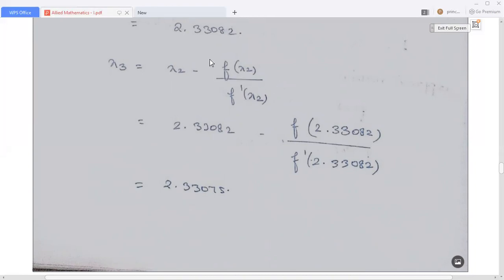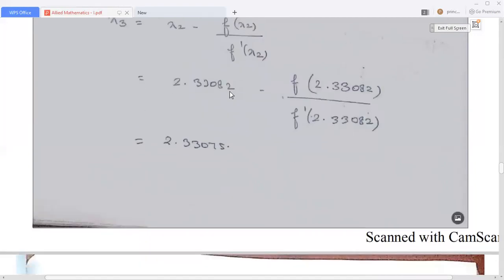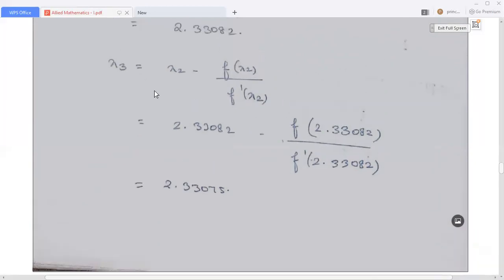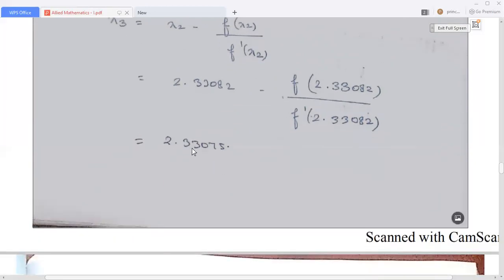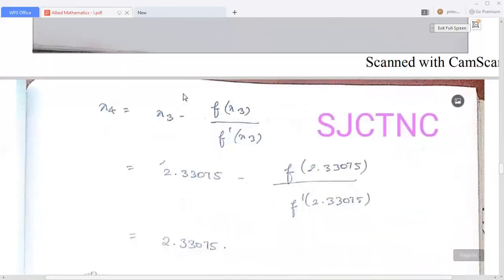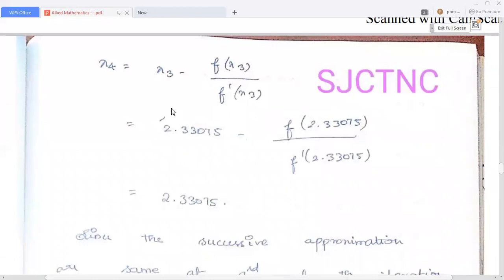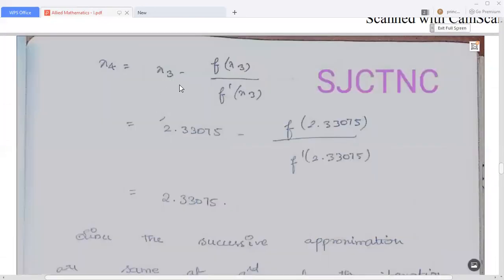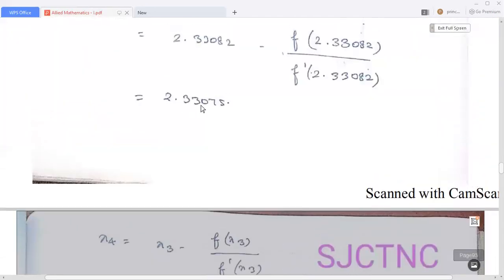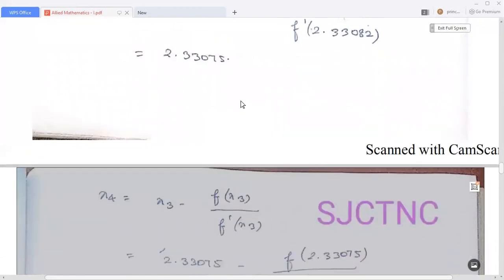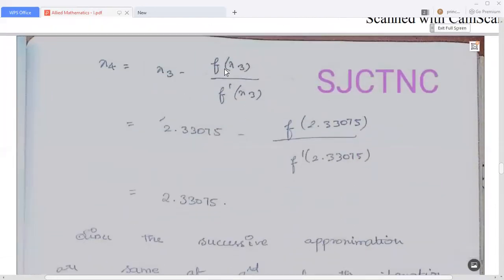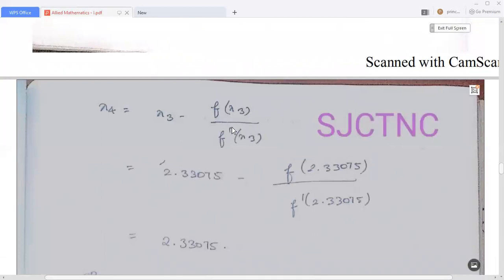In f of x, we calculate this. When you substitute these values, we get x3 equal to 2.33075. So this is x3. Similarly, we calculate x4, that is the fourth approximation. x4 equal to x3 minus f of x3 by f dash of x3. Here x3 value is 2.33075. So we can substitute that value for x in f of x and f dash of x.